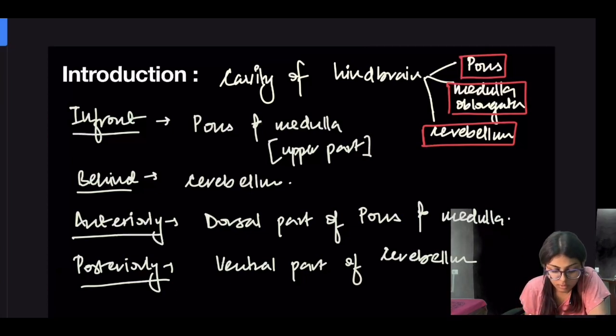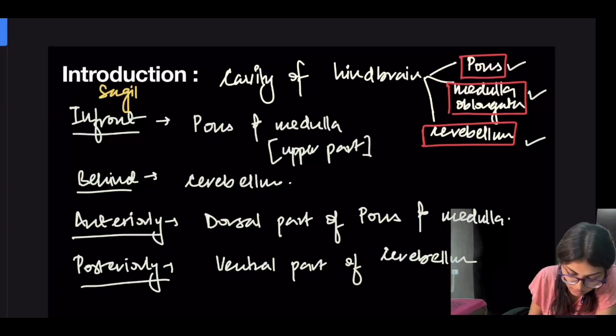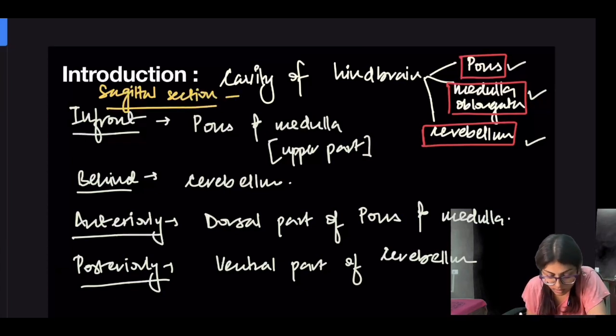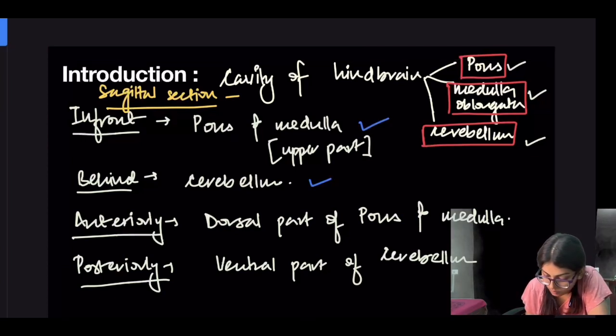So, what is the fourth ventricle? The fourth ventricle is a cavity of the hindbrain. The hindbrain comprises three parts: pons, medulla oblongata, and the cerebellum. If we see the sagittal section, in front we have the pons and upper part of the medulla. Behind we have the cerebellum. Anteriorly we have the dorsal part of the pons and the medulla. Posteriorly we have the ventral part of the cerebellum.